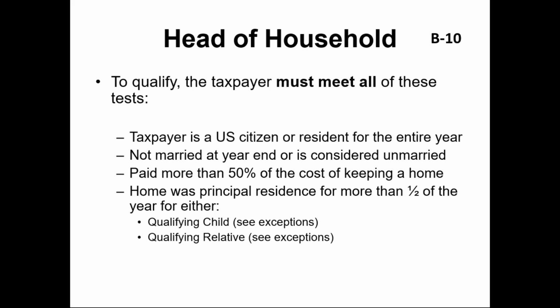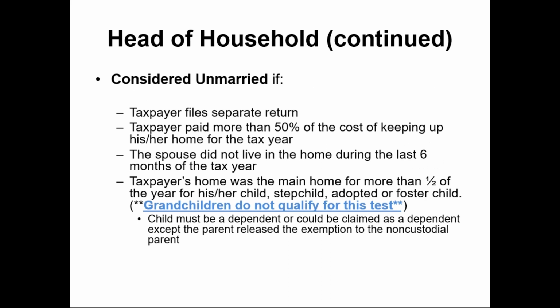But we have another situation, if you're considered unmarried. Considered unmarried would be that you're filing a separate tax return. Where we see this often is probably in a situation where a couple is going through a divorce process. So they're not officially divorced yet, but they're in the process of being divorced. If we go back to that definition of married, if you're married on the last day of the year, you're considered married. But we can have a considered unmarried definition.